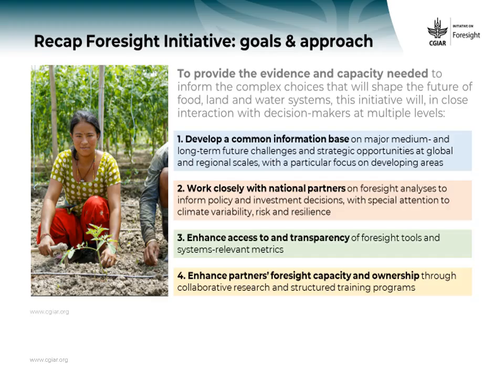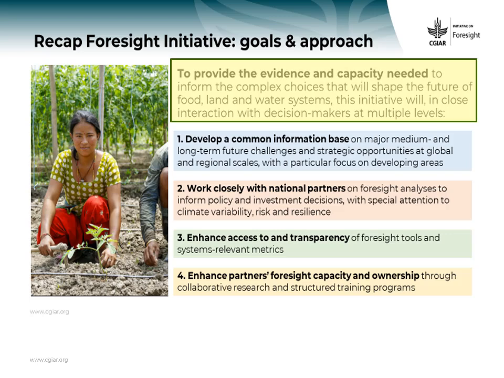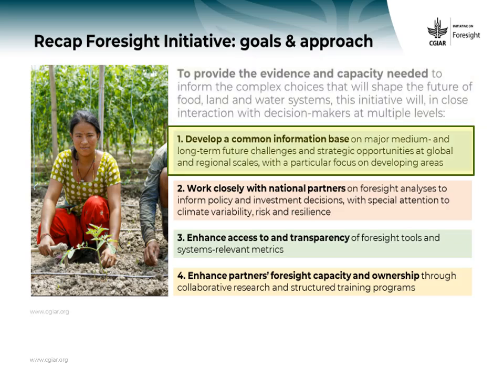The CGIAR initiative on foresight looks to provide evidence and capacity to help inform complex choices that will shape the future of food, land, and water systems. Supporting this goal relies on the use of evidence to help understand the scope and scale of challenges that confront food systems around the world now, and the likely impact of those challenges in the future. Evidence is also needed to analyze the potential that policy and investment can have in addressing those challenges.